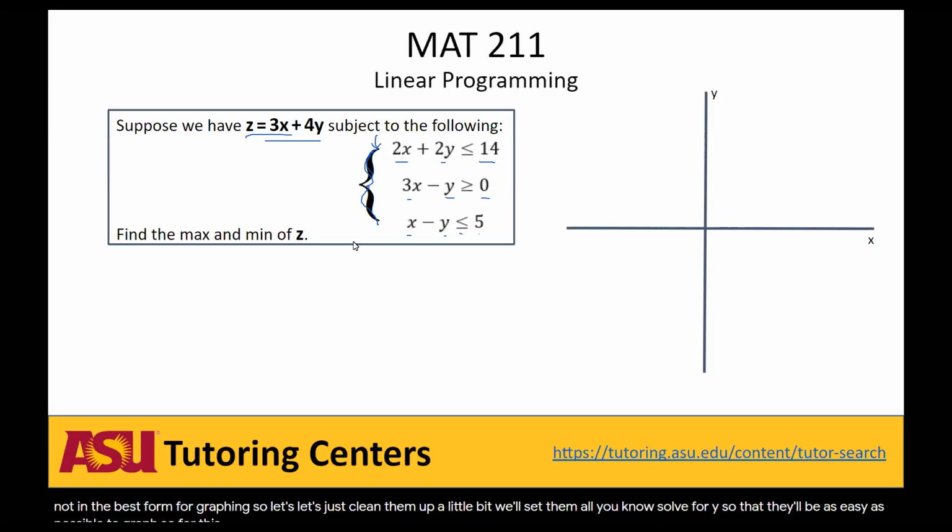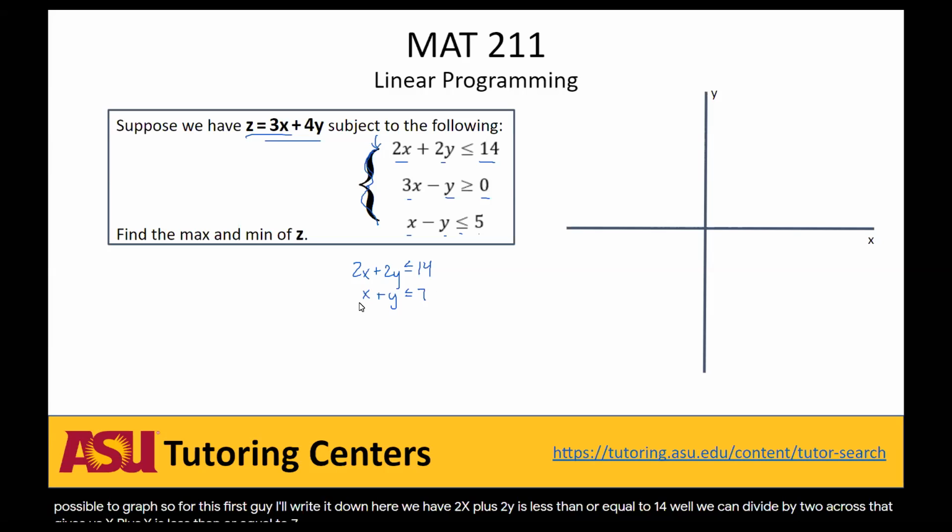So for this first one, we'll write it down here. We have 2x plus 2y is less than or equal to 14. Well, we can divide by 2 across. That gives us x plus y is less than or equal to 7. And then we can just subtract this x over to the other side, which gives us y is less than or equal to 7 minus x. So let's write that over here.